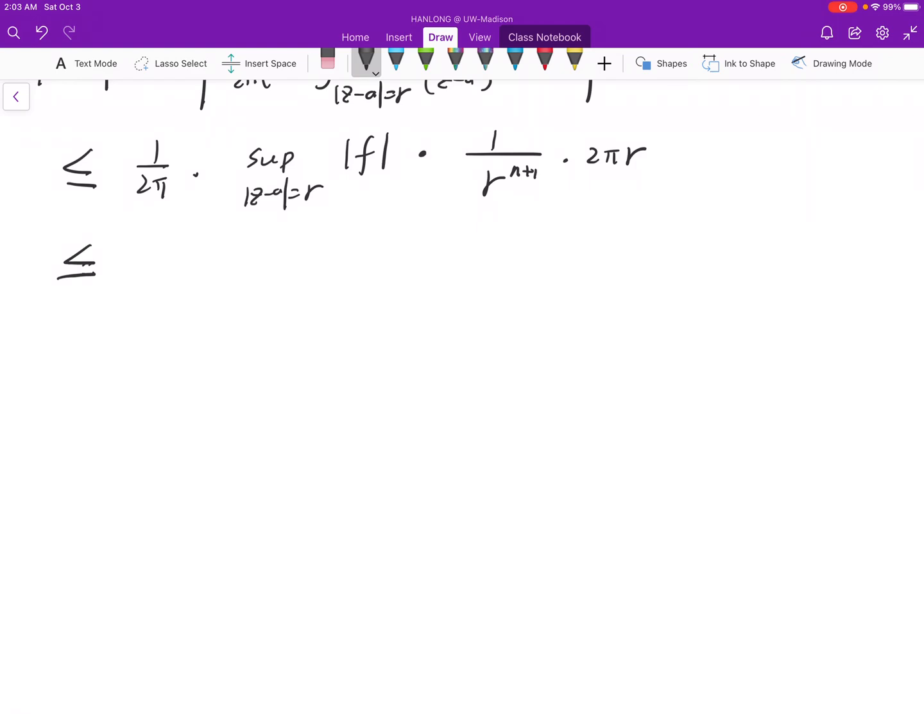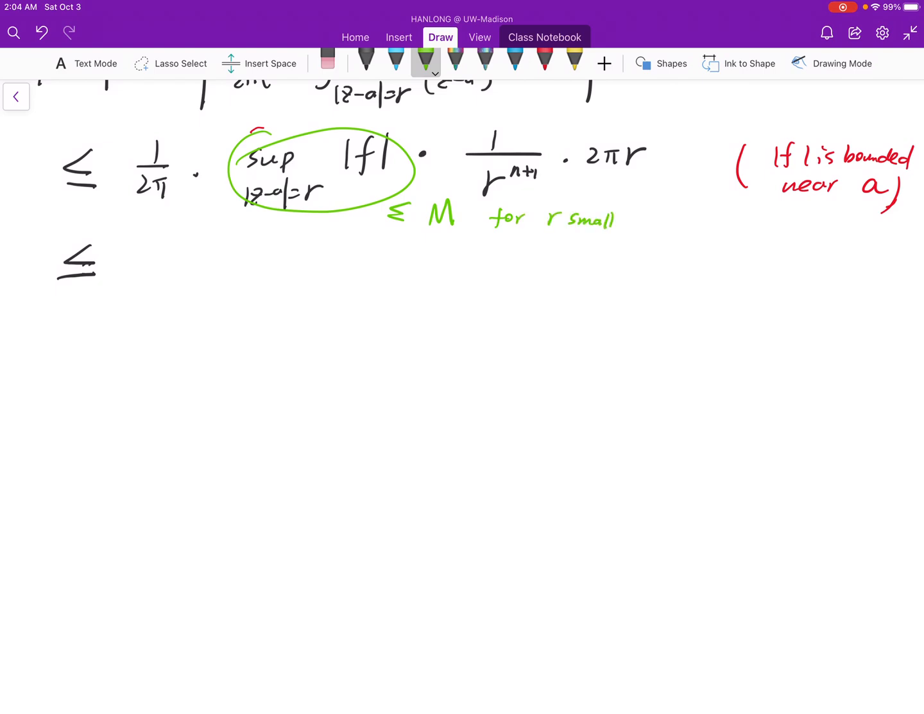And since f is bounded near point a, if we take r small enough, then this term can be bounded by some constant, capital M. Then this is less than or equal to M times 1 over r to the n power, which goes to 0 as r goes to 0. So why is this true? For n negative.